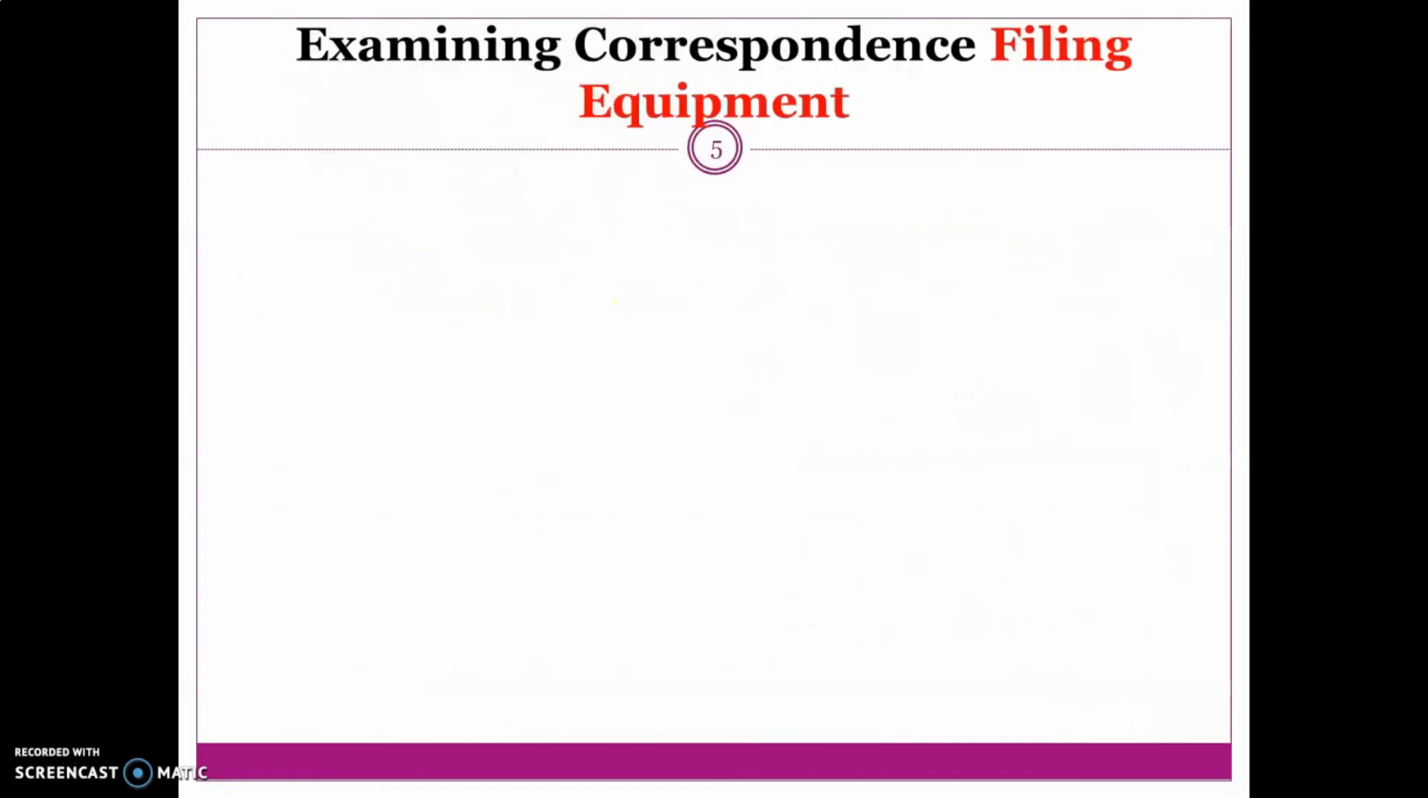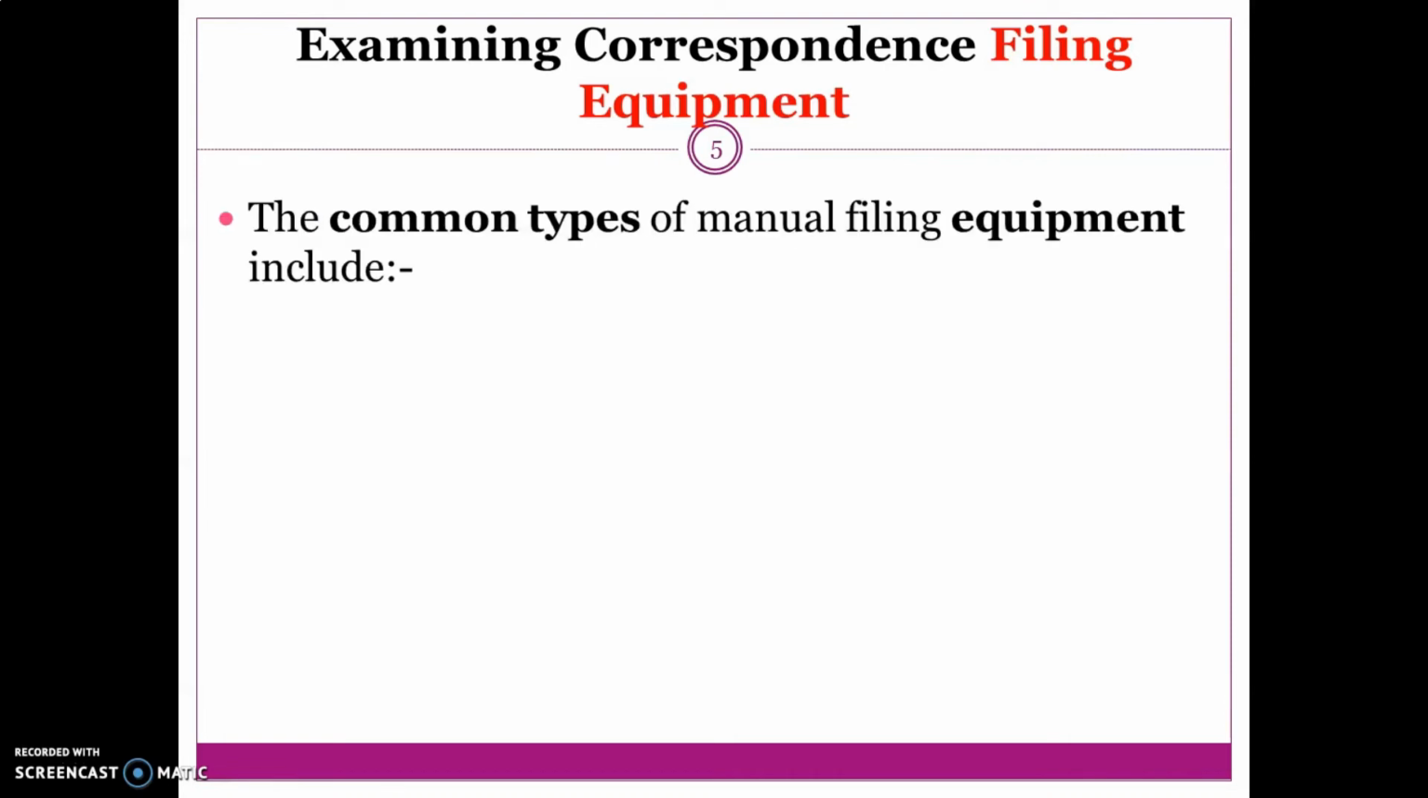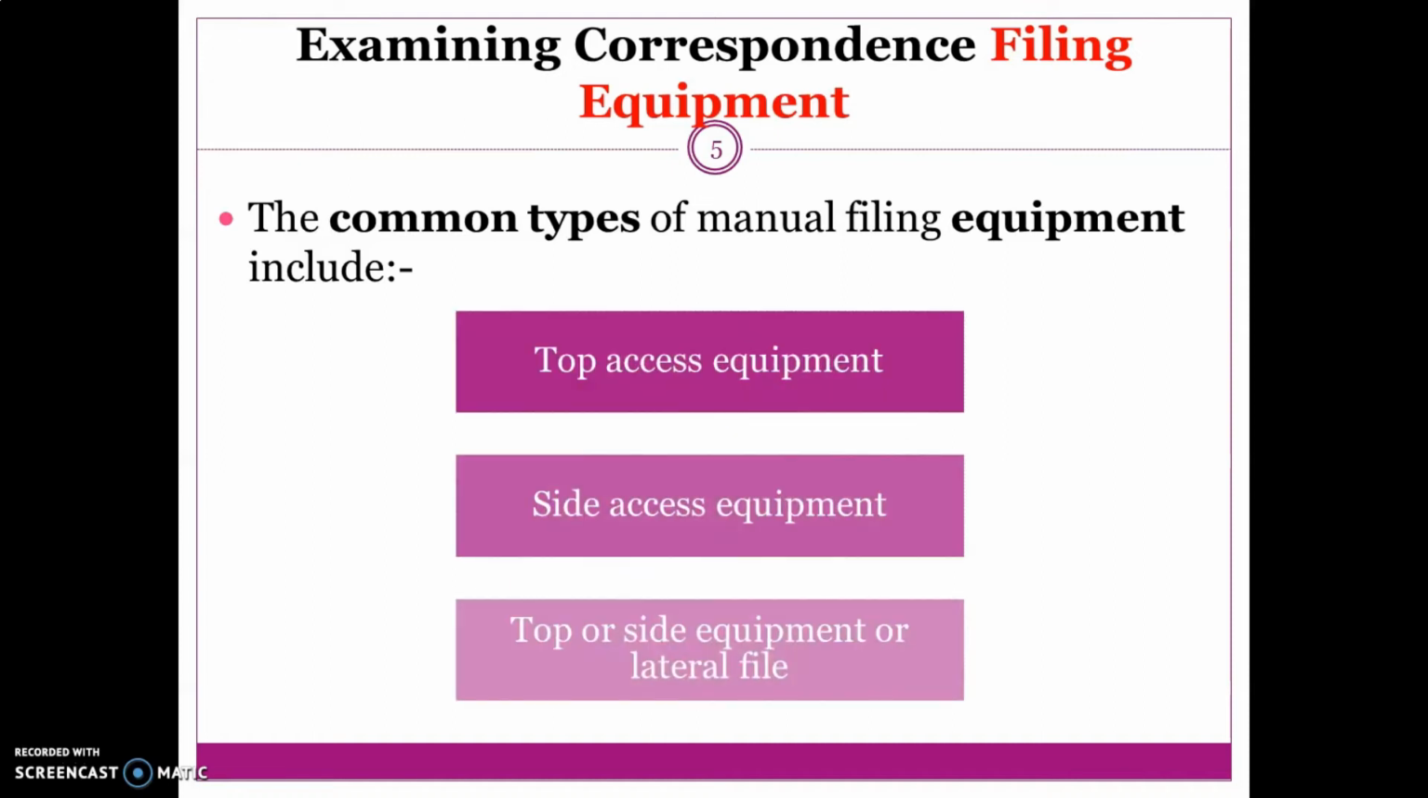Okay, let's have a look at how we are going to examine the correspondent filing equipment. When we talk of filing equipment, again, this is referring to the storage of the file. Okay, tempat penyimpanan file. So here, basically, again, we have three types that are commonly used for manual filing equipment. Number one is the top access equipment, number two is the side access equipment, and lastly is the lateral equipment, which is the combination of the top or side equipment.